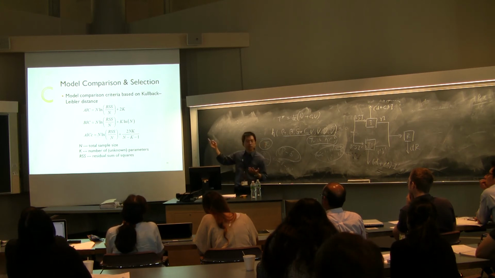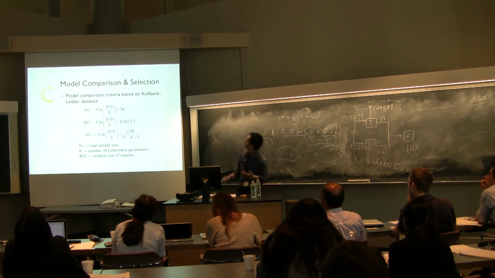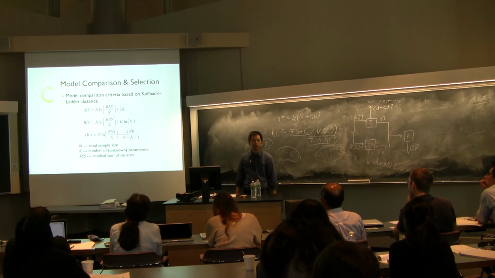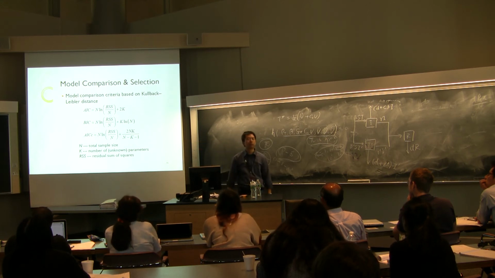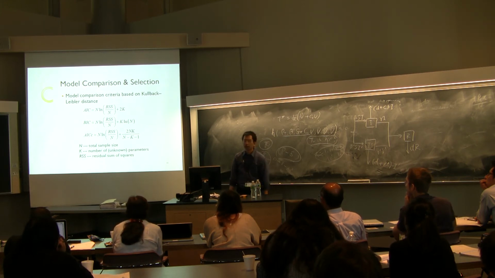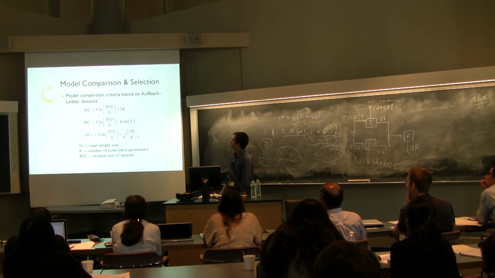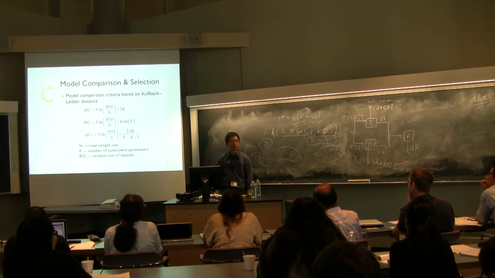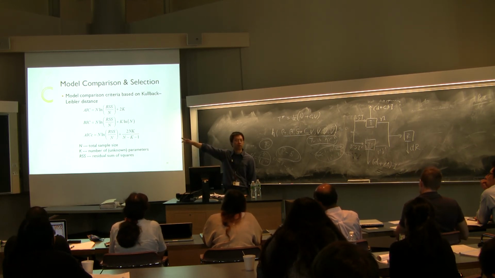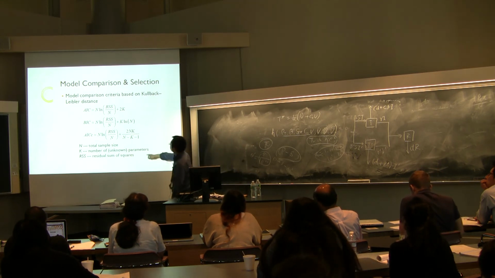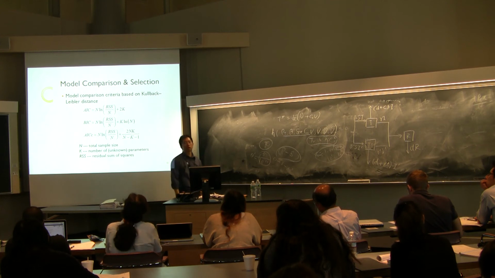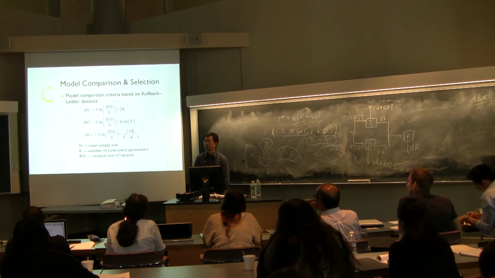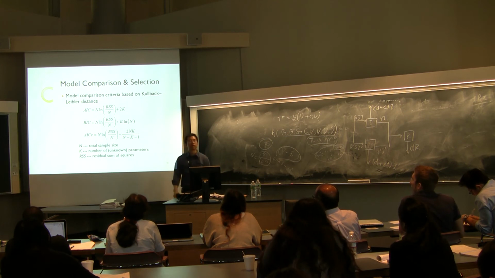Model comparison and selection, usually we do it using the so-called model comparison criterion, okay? AIC, BIC, and AICc. AIC stands for Akaike Information Criterion. Akaike, of course, by name, he's Japanese. BIC stands for Bayesian Information Criterion. And AICc is a corrected version of AIC. Here, N is the total sample size, which means how many data points you have when you fit a model. K is the number of parameters you are estimating.